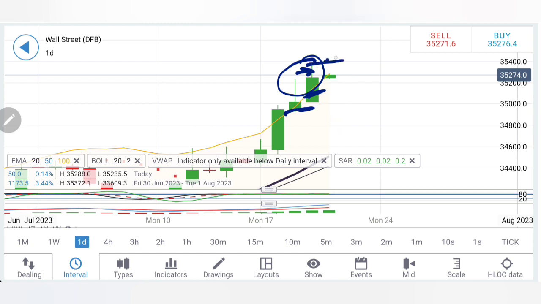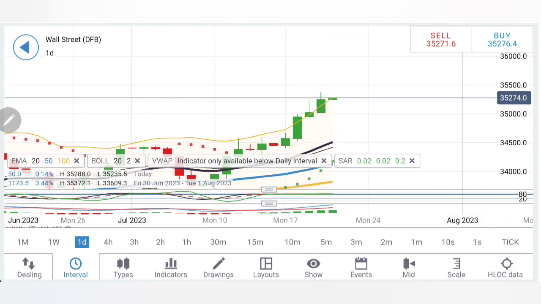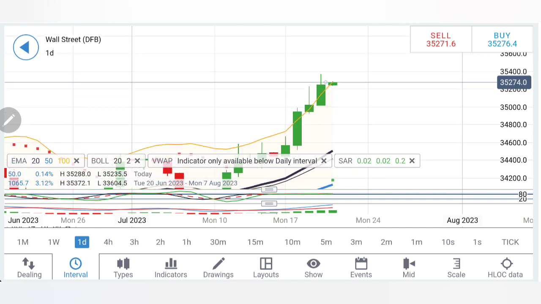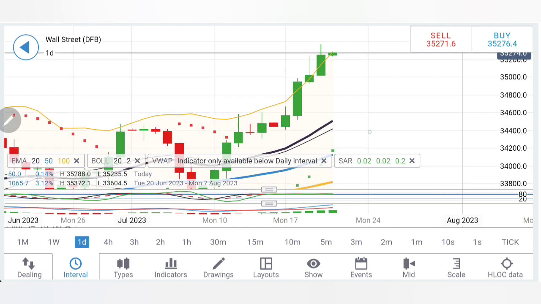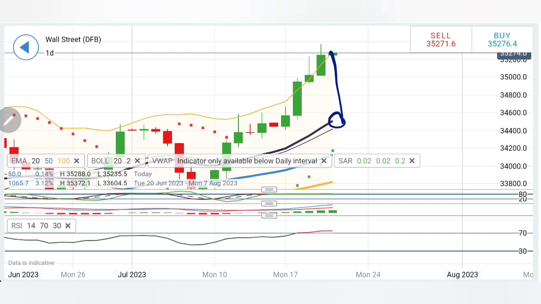Wait for 35,400 levels and just stay long above 35,400 for 35,550 levels, and in fact 35,600 levels. Remember, it can do wonders. If it stays above 35,400, we are going to look at around 35,500, 600 levels. Now see, important point is the divergence from the 20 period moving average.